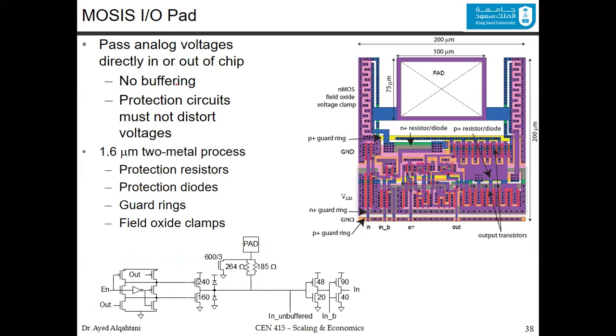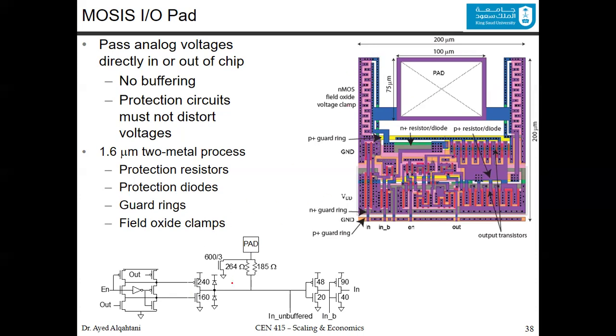So there is no buffering. The protection circuit must not distort the voltage. It's a 1.6 micrometer two-metal process. We have protection resistors here. We have protection diodes against the electrostatic discharge. We have guard rings. You also have field oxide clamps here and there.